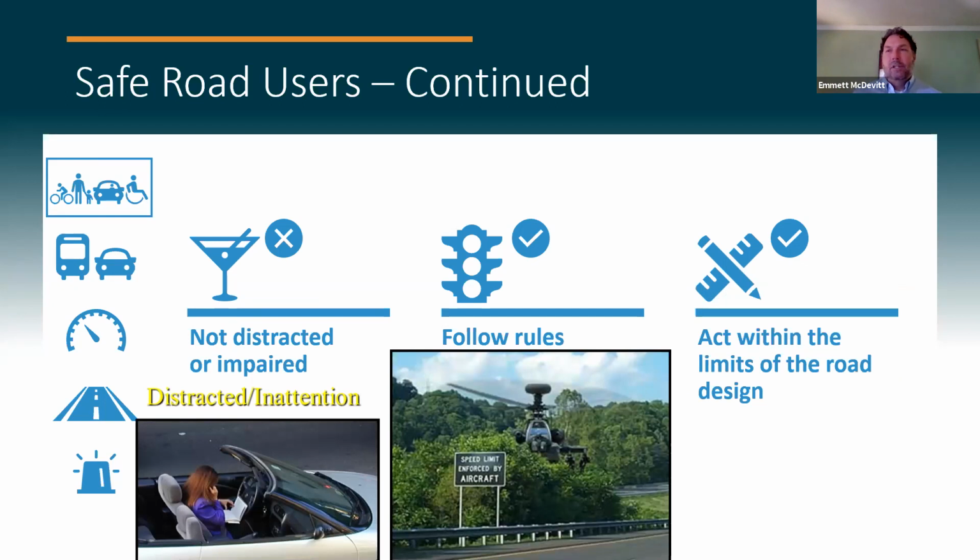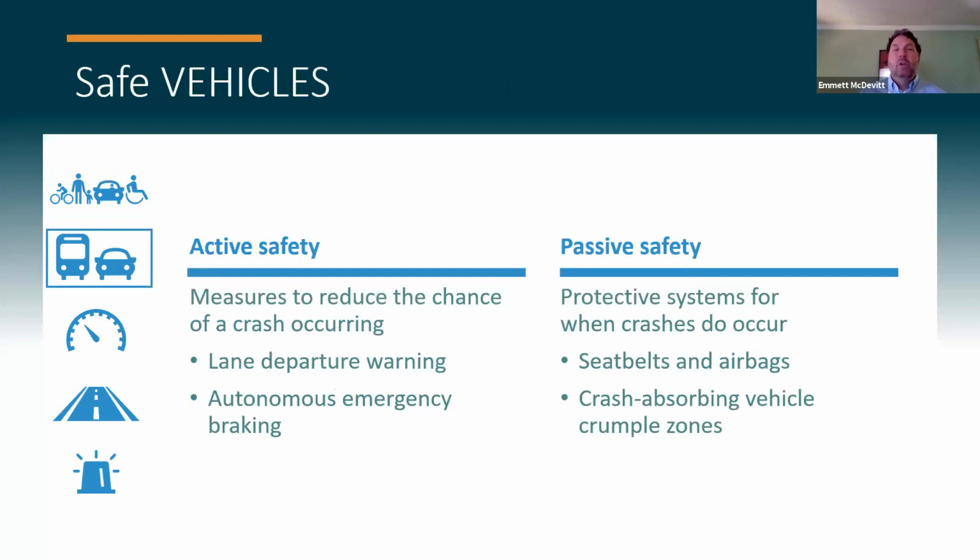If our roadway is designed for 30 miles an hour and we're going 60, well, we need to have a responsibility as the road users to understand the limitations of that roadway, whether it's geometrics, whether it's roadside design, whether it's pedestrian crossings or whatever, and abide by those rules of the road. So again, a shared responsibility. And then we need to look at safe vehicles.